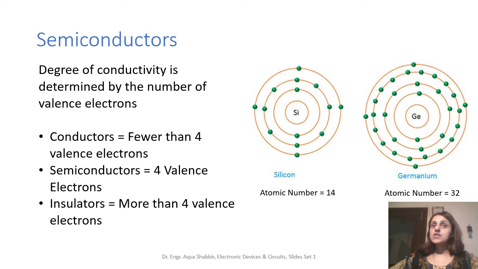And as I suggested earlier, the degree of conductivity or the amount of current that a material can sustain is determined by the number of valence electrons. So for conductors, the valence electrons are fewer than 4. For semiconductors, there are 4 valence electrons, and insulators typically have more than 4 valence electrons.